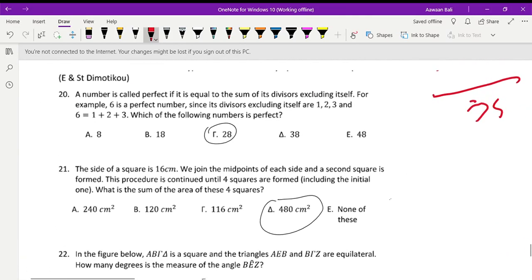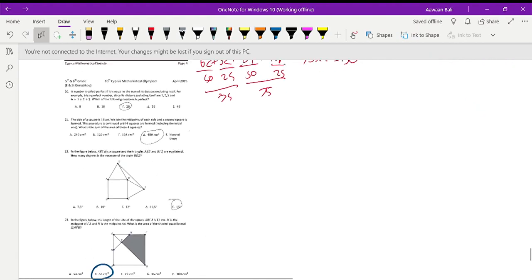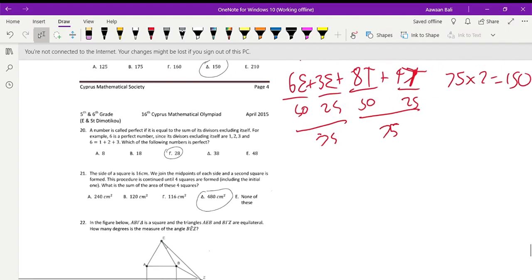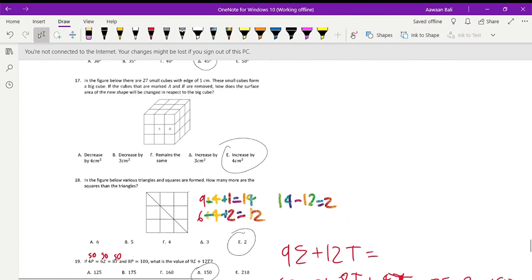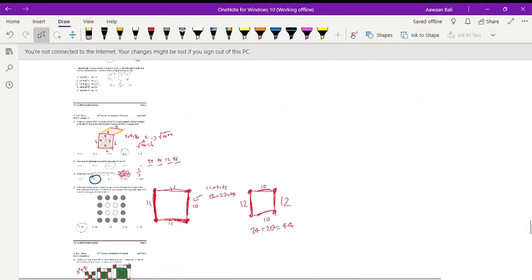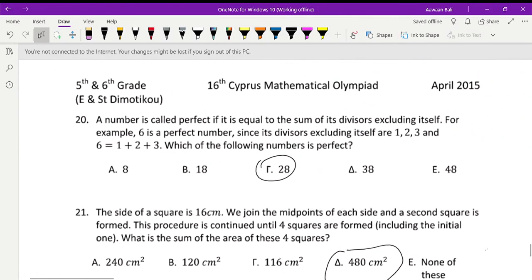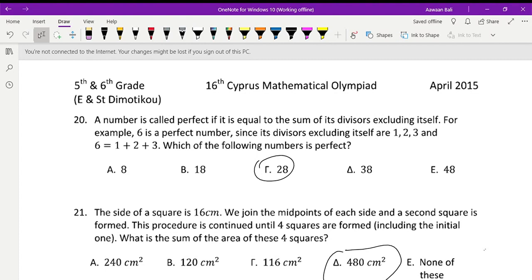Now, question number 20. A number is called perfect if it is equal to the sum of its divisors excluding itself. For example, 6 is a perfect number since its divisors excluding itself are 1, 2, and 3. 1 plus 2 plus 3. Which of the following numbers is perfect?